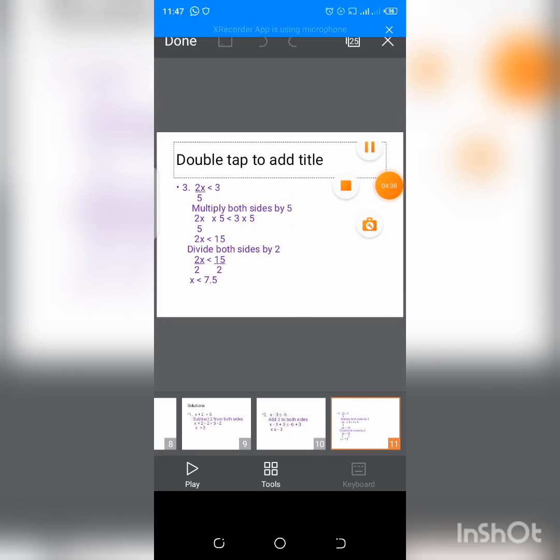And the third one, which is a fraction, and that is why we are multiplying both sides by 5. Multiplying both sides by 5 leaves us with 2x is less than 15. Then we have to divide both sides by 2, and that gives us x is less than 7.5 as the range of values of x, any number that is less than 7.5. So again, if x is a whole number, x will take values such as 7, 6, 5, 4, 3, 2, 1, minus 1, and so on.